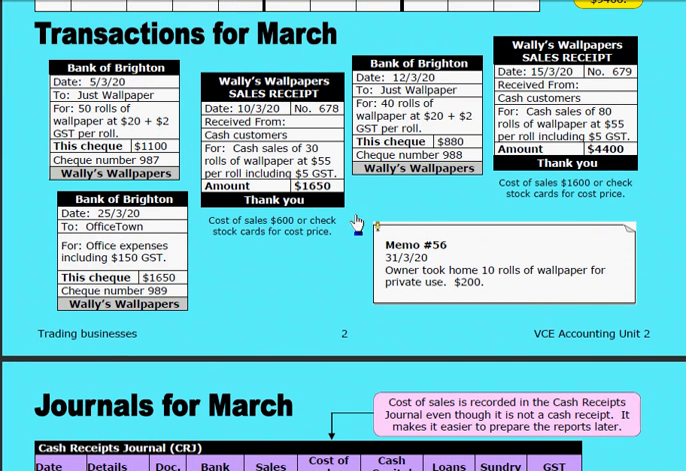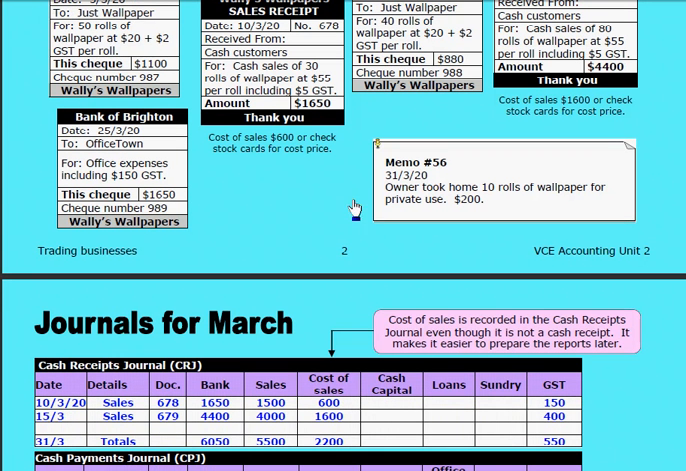The second transaction involves a sale, a cash sale of 30 units of stock wallpaper. We charge the customers $55, including $5 GST for each of those rolls of wallpaper. How do we record this? Check out the cash receipts journal down the bottom here. You'll notice there's a sales column.